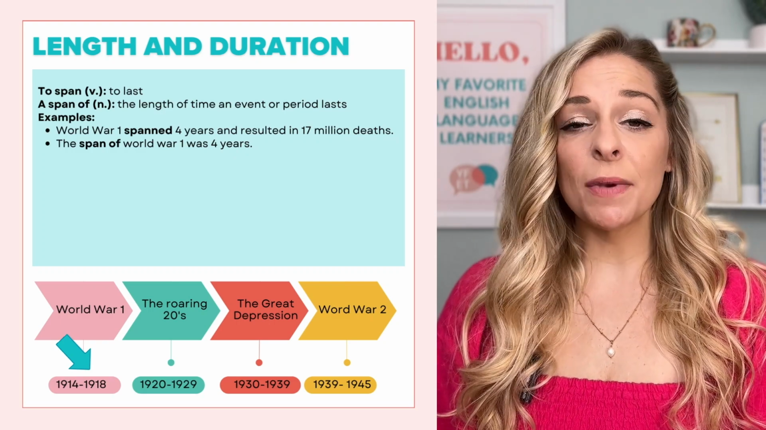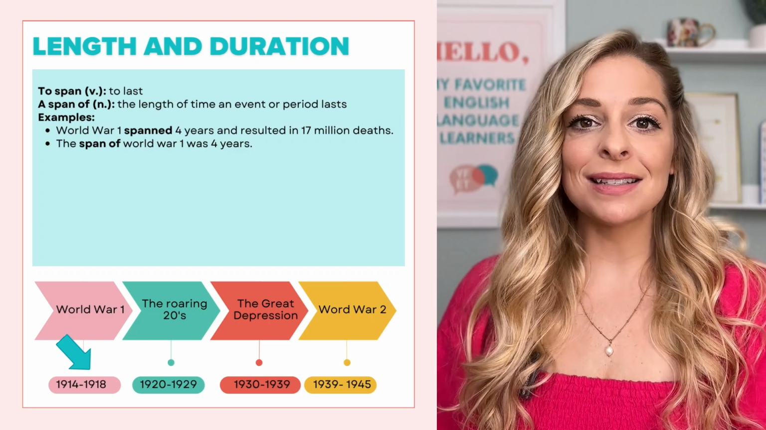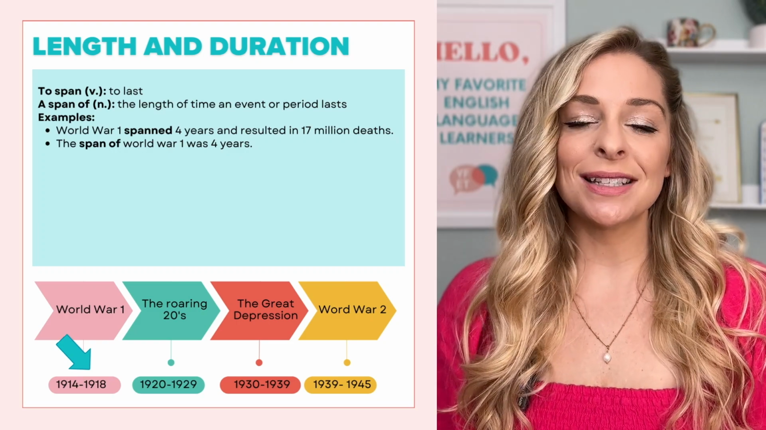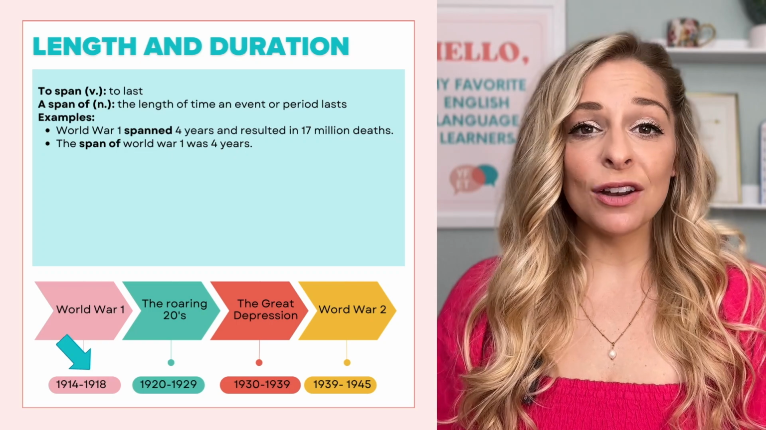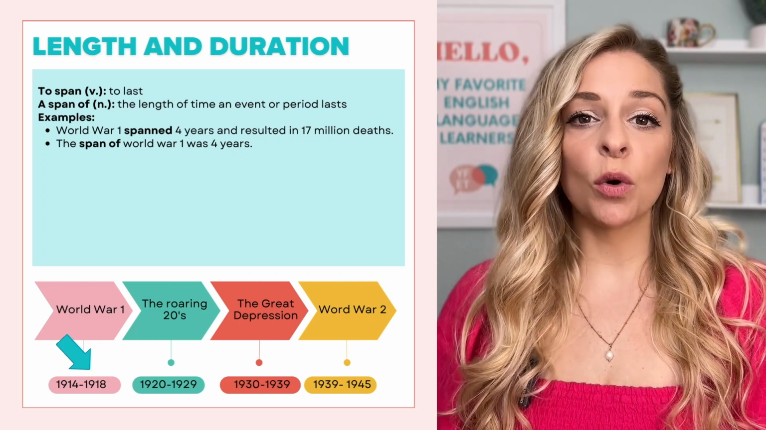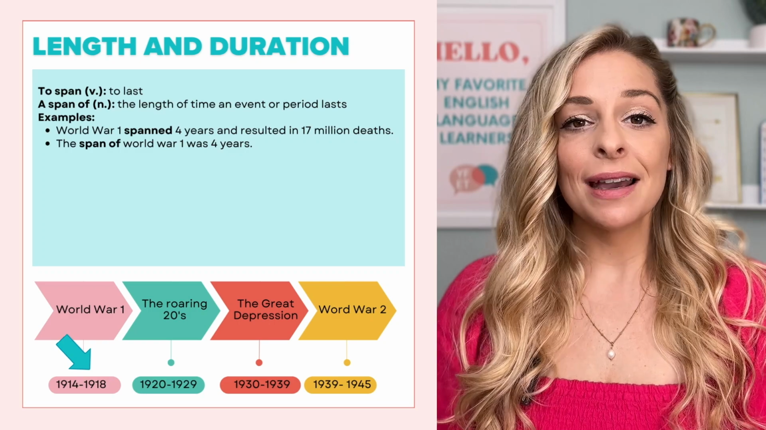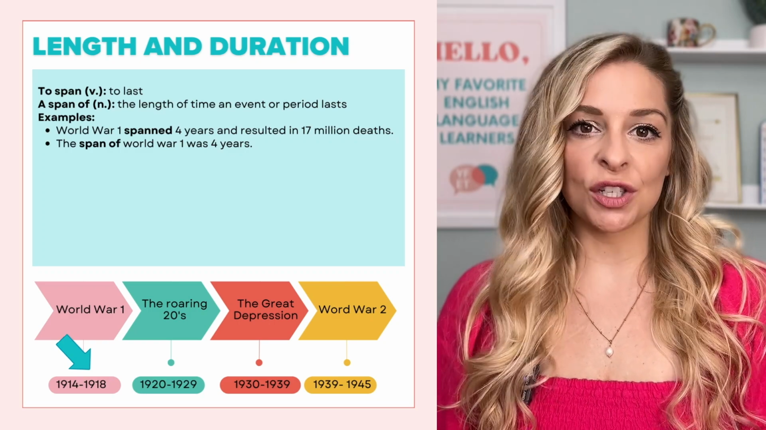And instead of spanned, we could also say lasted. World War I lasted 4 years and resulted in 17 million deaths. And we can also say the span of World War I was 4 years. The span of World War I was 4 years. This means the length of time of World War I was 4 years.